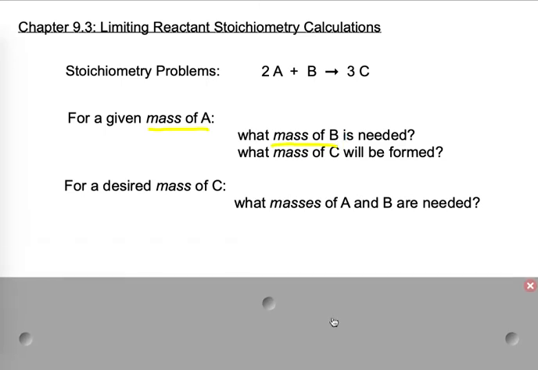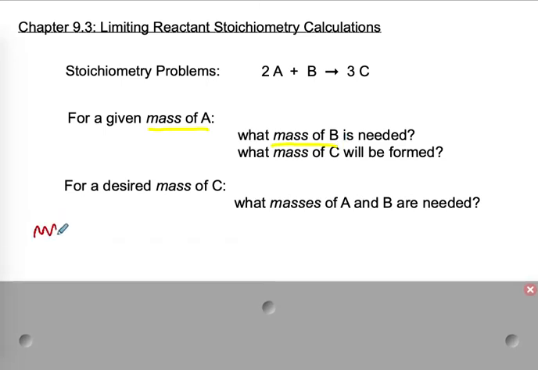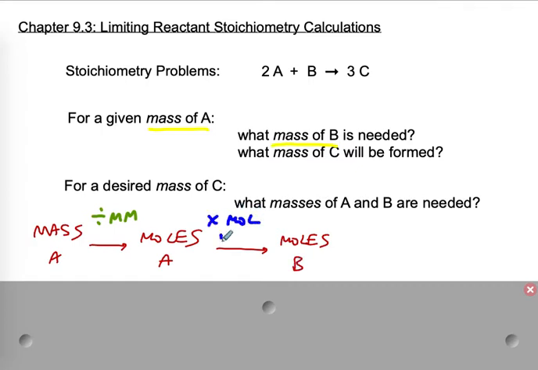Well, we're starting with the mass of reactant A, and we can't do anything with the mass of A until we convert it into moles of A by dividing by the molar mass. The second step of any stoichiometry problem is converting from moles of one component to moles of another component by multiplying by the mole ratio. And then in the final step, we convert from moles of B needed to mass of B needed by multiplying by the molar mass of B.